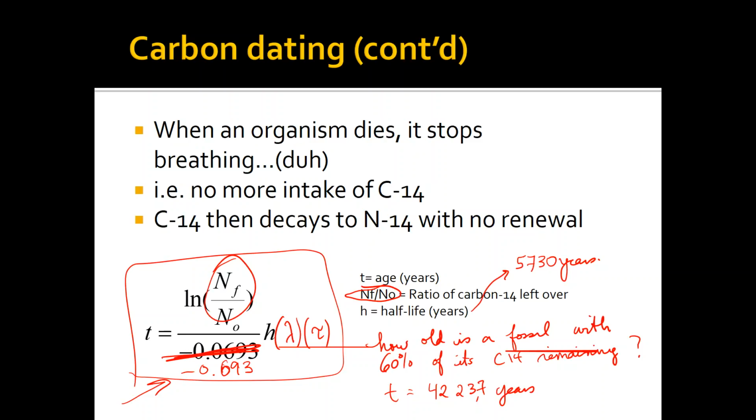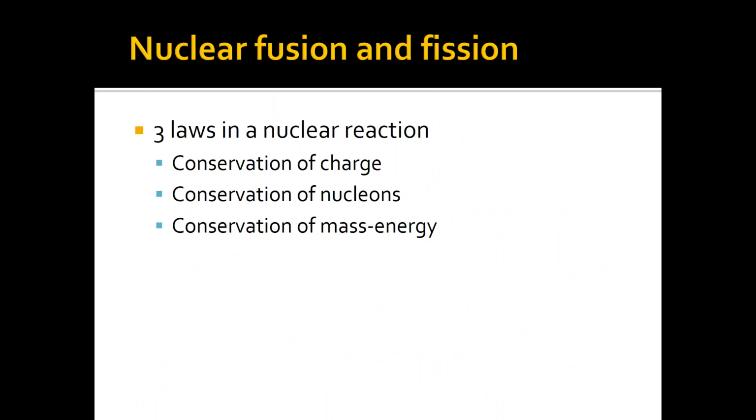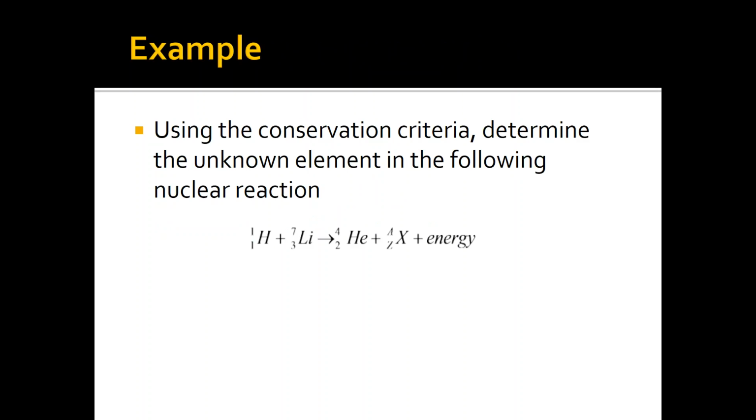All right, any questions on this? Moving on to the last slide. I just wanted to mention a bit about nuclear fusion and nuclear fission. I told you guys about this at the beginning of class. You have to follow these laws when you're talking about any kind of nuclear reaction. You have to conserve the charge, the nucleons, and the mass energy. I have just an example here real quick. Using the conservation criteria, determine the unknown element F. It seems very daunting at first, but it's actually very straightforward. You basically just have to add up the nucleons to make sure they make sense.